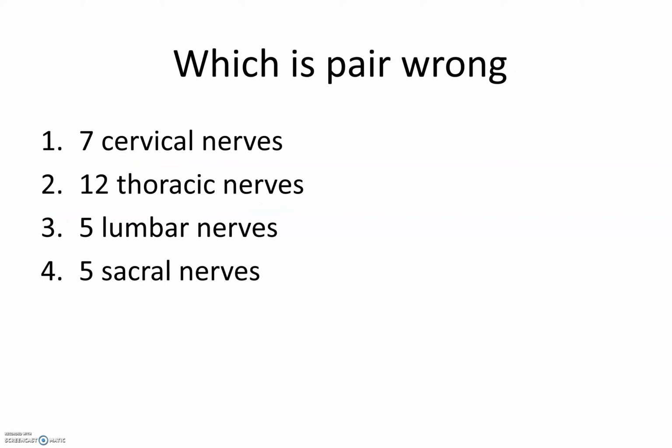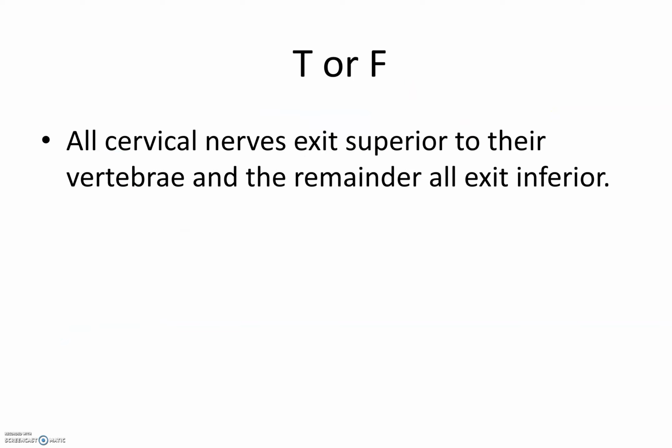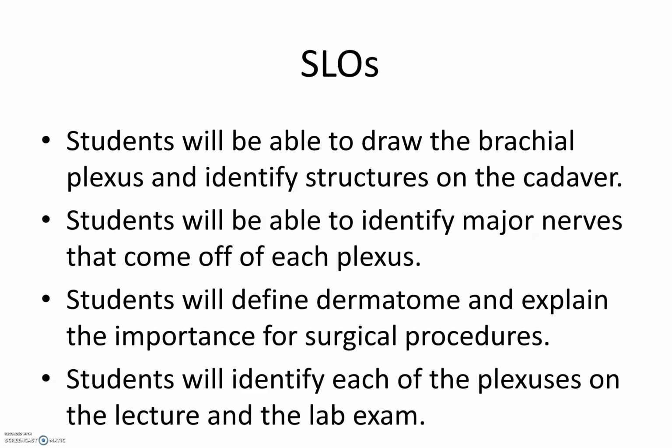Which is paired wrong? 7 cervical nerves, 12 thoracic nerves, 5 lumbar nerves, 5 sacral, and 1 coccygeal. It's this one. There's 7 cervical vertebrae, but 8 nerves. True or false? All cervical vertebrae, or nerves, exit superior to their vertebrae, and the remainder exit inferior. False. C1 through C7, superior. C8 is inferior.